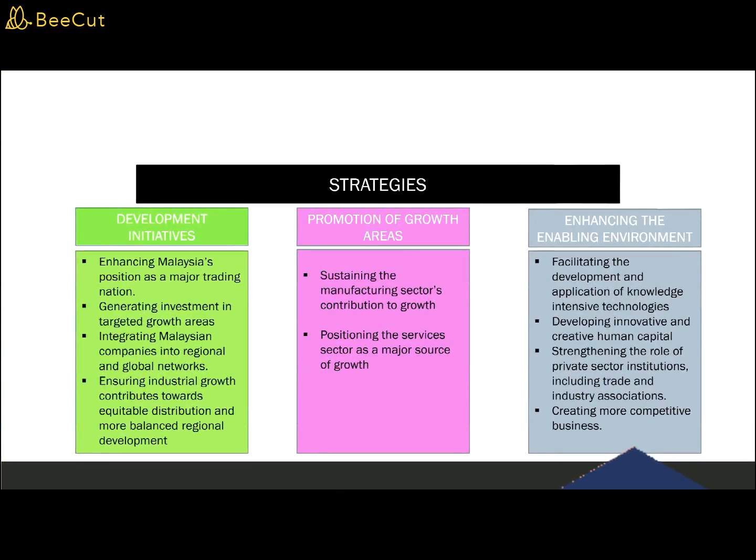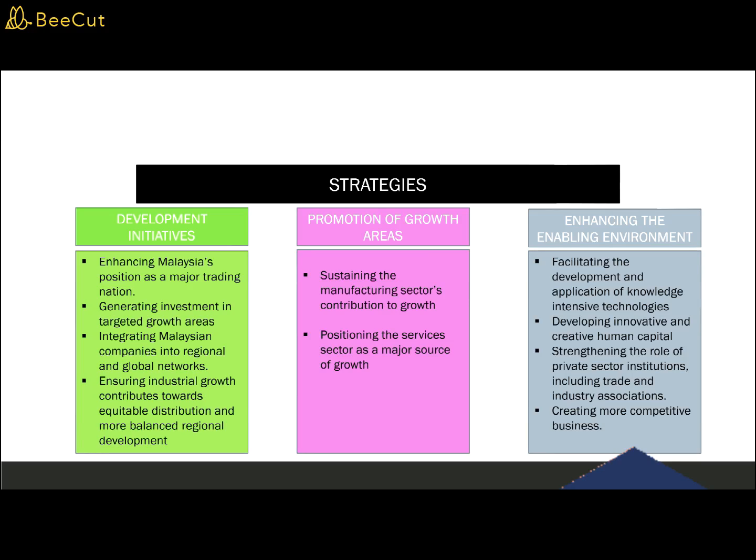There are a few strategies that have been developed under Industrial Master Plan 3, and these strategies are divided into three sections. The first is the development initiatives, which include enhancing Malaysia's position as a major trading nation, generating investment in targeted growth areas, integrating Malaysian companies into regional and global networks, and ensuring industrial growth contributes towards equitable distribution and more balanced regional development.